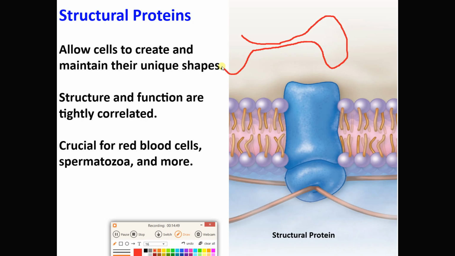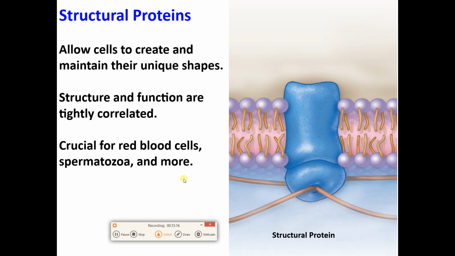So this red blood cell has a shape, a biconcave disc, and this shape is often maintained by structural proteins. Okay? Sperm cell has a characteristic shape as well, and that shape is maintained by structural proteins. And of course, structure and function are totally correlated with one another. So structural proteins are really important because if a cell loses its shape, it can lose its function.